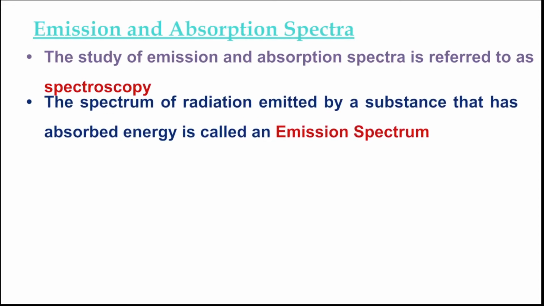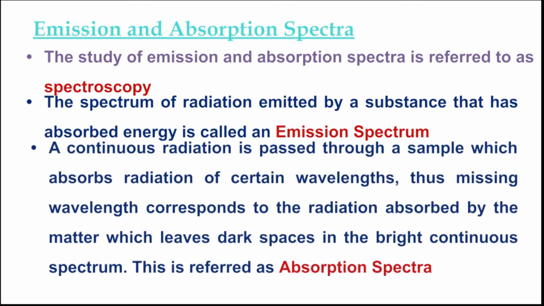The spectrum of radiation emitted by a substance that has absorbed energy is called an emission spectrum. A continuous radiation is passed through a sample which absorbs radiation of certain wavelengths. Thus, the missing wavelengths correspond to the radiation absorbed by the matter, which leaves dark spaces in the bright continuous spectrum. This is referred to as absorption spectra.